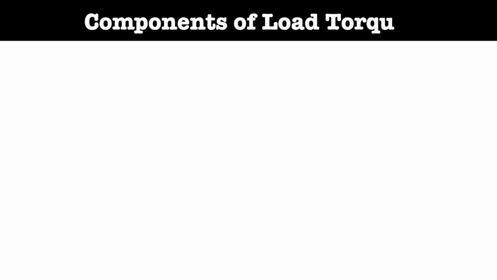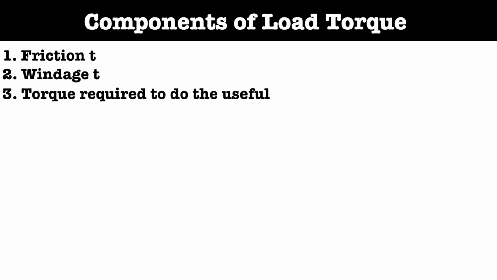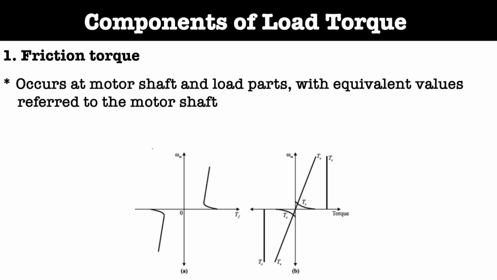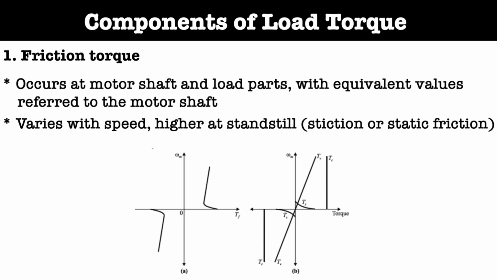After seeing the load torque, let us now see what the various components of the load torque are. They are friction torque, windage torque, and the torque required to do the useful mechanical work. Friction torque occurs at the motor shaft and various parts of the load, with its equivalent values referred to the motor shaft. It varies with speed, as you can see in figure A, where it is much higher at standstill than just above zero speed.